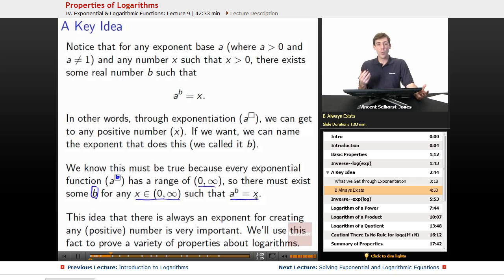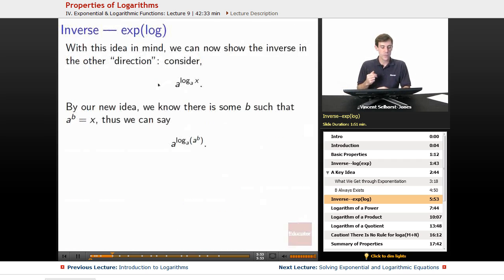This idea that there's always an exponent for creating any positive number, it won't work if it's negative, but for creating any positive number, is really important. We'll use this fact to prove a variety of properties about logarithms, so we want to keep this idea that if we've got some x and we know we have some base a, then there has to exist some real number b to make a to the b equals x. So you start with a base a, you start with some sort of destination x, you're guaranteed that there is a b that will get you to that destination through exponentiation. With this idea in mind, we can now show inverses in the other direction.